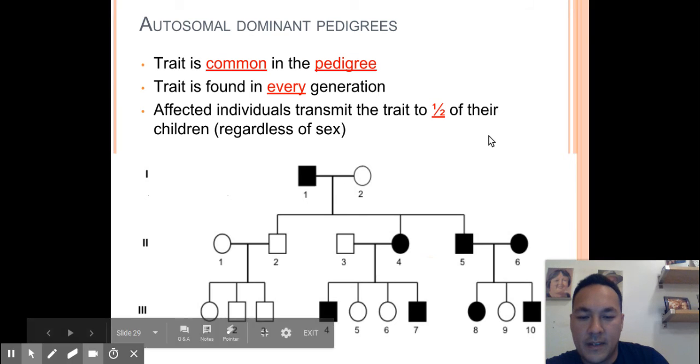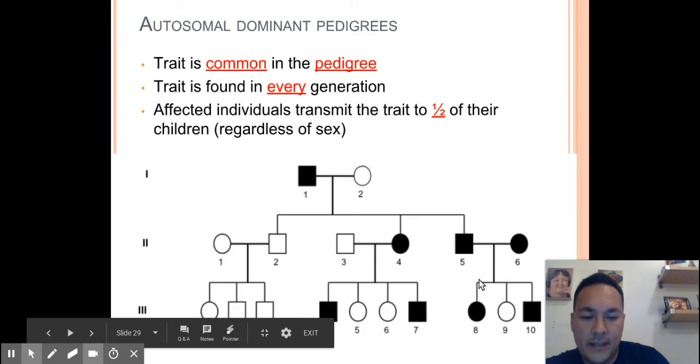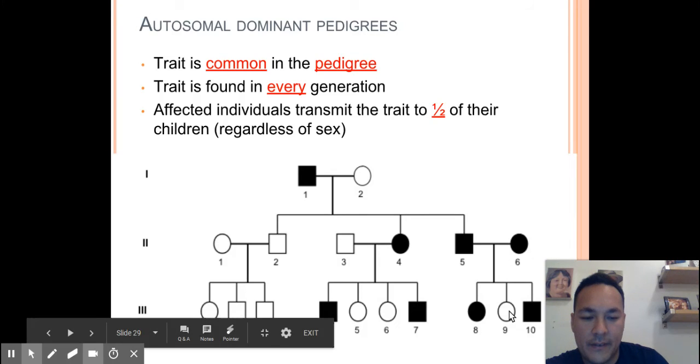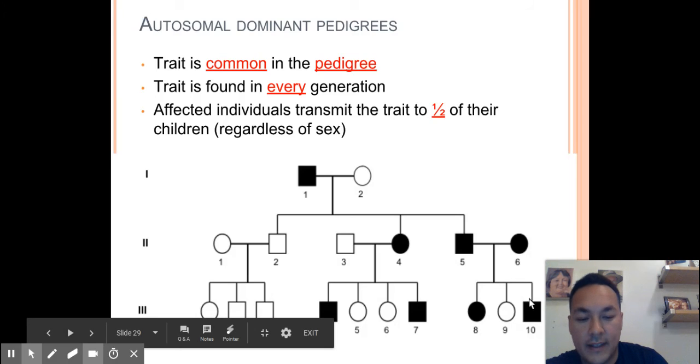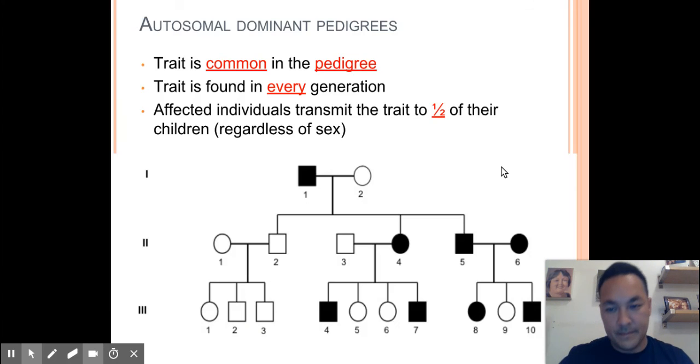All right, autosomal dominant has to be found in every generation, otherwise it dies out. It usually goes to half the children regardless of sex. And so here we can tell that it's autosomal dominant because these two have the disease, but yet they have a child who doesn't. If they were recessive, little a, little a, little a, little a, then all their kids would have to have the disease. So that's one way to tell if it's autosomal dominant.